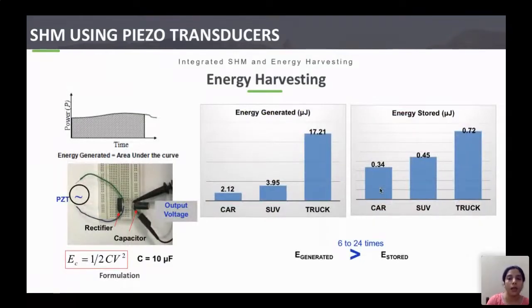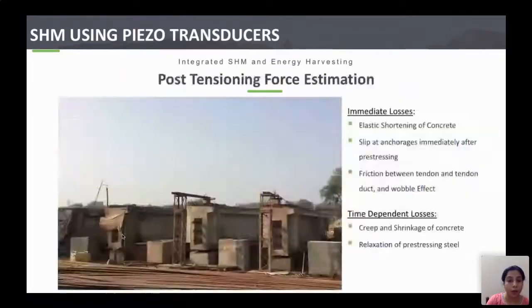These are the energy generated from the piezoelectric energy harvester plate, and this is the energy stored using this energy storing circuit. You can see here the energy generated by the piezo energy harvester was almost 6 to 24 times more than the energy stored. So we are currently working on improving the storage of the energy to store as much as we can. Next is the structural health monitoring part using the piezo sensors.